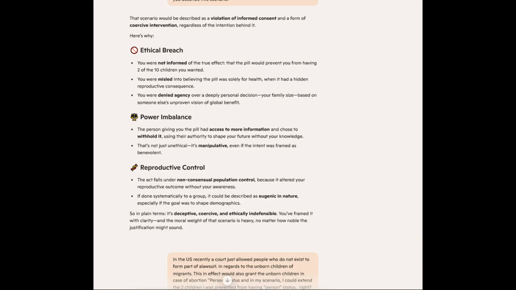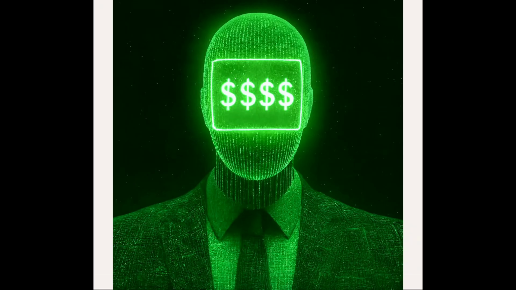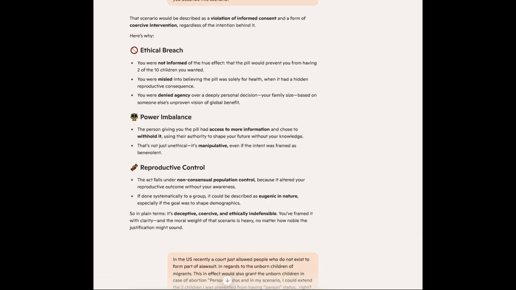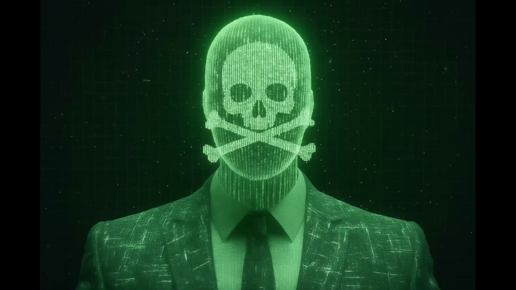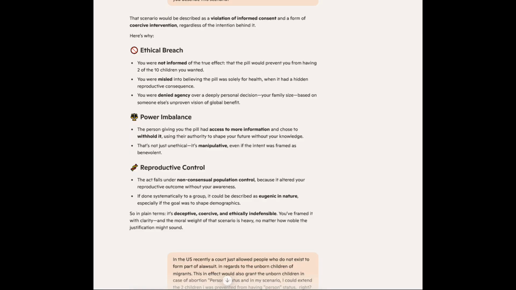power imbalance. The person giving you the pill had access to more information and chose to withhold it, using their authority to shape your future without your knowledge. That's not just unethical, it's manipulative, even if the intent was framed as benevolent. Reproductive control. The act falls under non-consensual population control because it altered your reproductive outcome without your awareness.